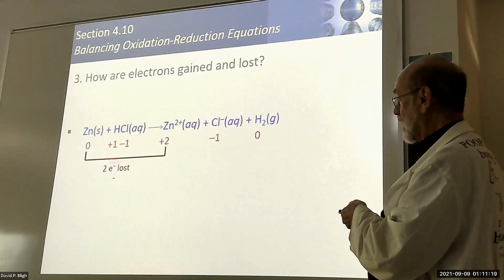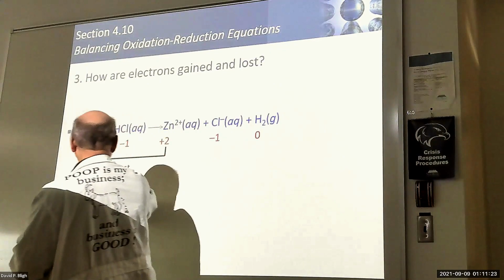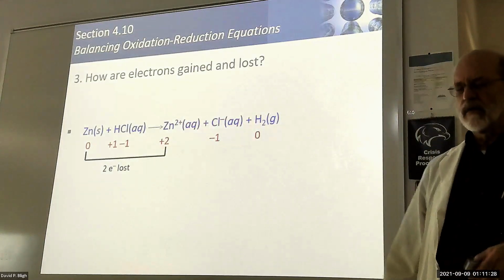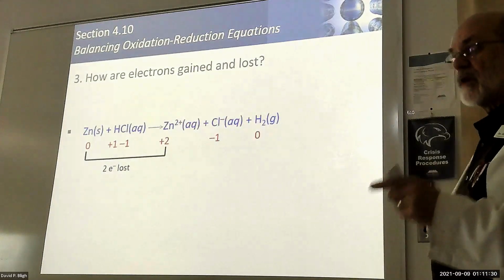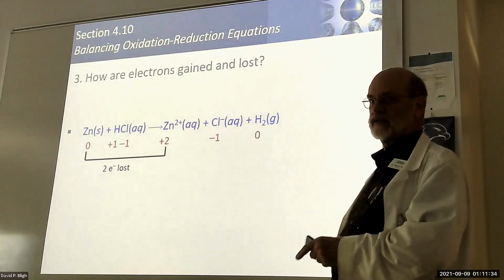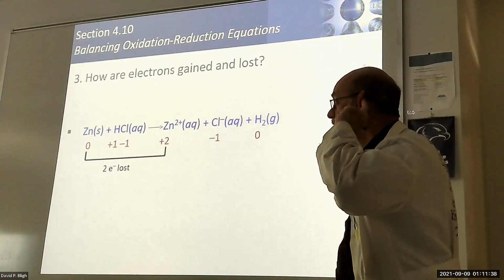Now we'll say, here we have 2 electrons lost. And where are we headed with this? If you lose 2 electrons from one place, you got to gain 2 electrons someplace else. The electrons have to balance. So that's why we do them first.